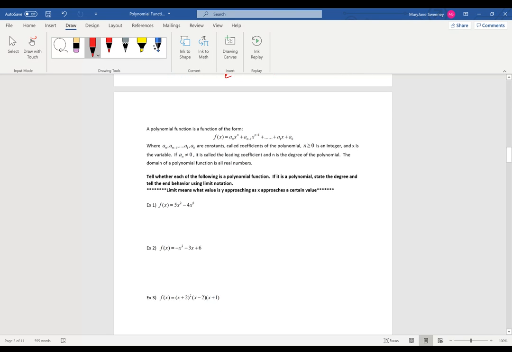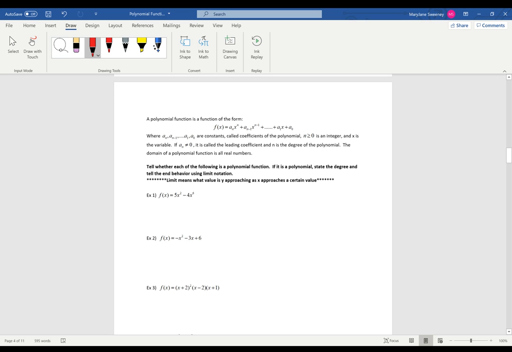So it says, tell whether each of the following is a polynomial function. If it is, state the degree, and tell the end behavior using limits. Limit means what value is y approaching as x approaches a certain value, which we talked about a lot in the last unit.